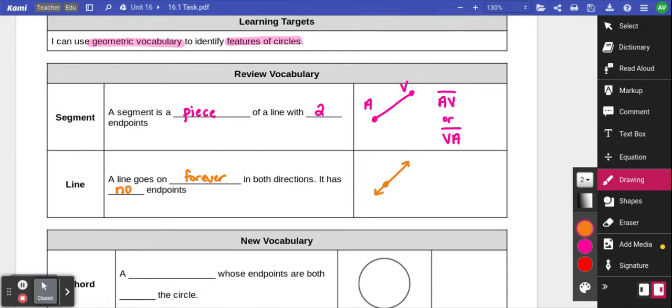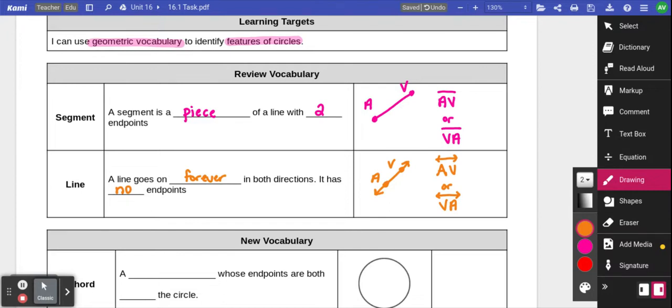Now, in order to name a line, we still need to know two of the points on that line. If there's more than 2 points, you would just pick your favorite 2 points to use to write the name. And I would name it using those 2 points. So I could name this line AV and draw a little line on the top. You'll notice it has 2 little arrows, just like the picture. Or I could name it VA and draw a little line on the top. Again, you'll notice it has 2 little arrows, just like the picture.